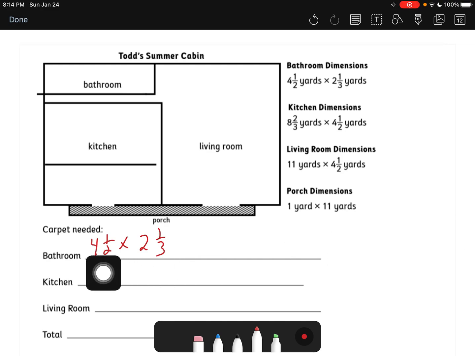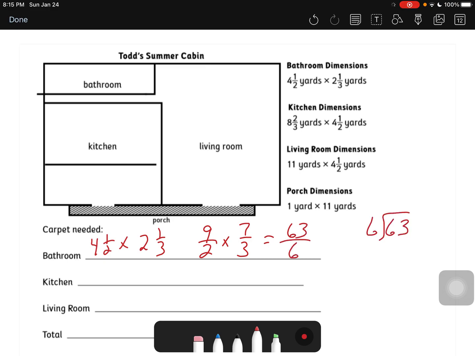Now I want to change those again to improper fractions. 4 times 2 is 8, plus 1 is 9, so that's 9 over 2. And then that's going to be multiplied by 2 times 3 plus 1 is 7 over 3. So it'll be 63 over 6, and if I divide that out, 63 divided by 6, that's going to go in there 10 times, and a remainder of 3. So 10 and 3/6, which would be 10 and 1/2. And that would be square yards. So 10 and 1/2 for that one.